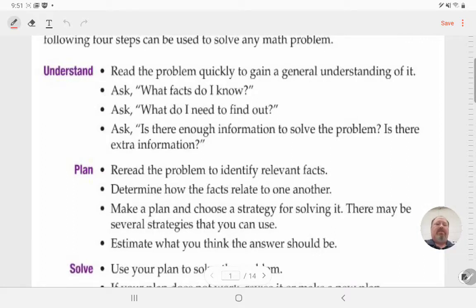Then you want to plan how you're going to solve it. The biggest thing there is to make a plan and choose a strategy for solving it. There may be several strategies that you can use, and we're going to go through a few of the different strategies. The other thing that you could try to do is to estimate what you think the answer should be, and therefore when you get your answer, you can see if it makes sense, okay?